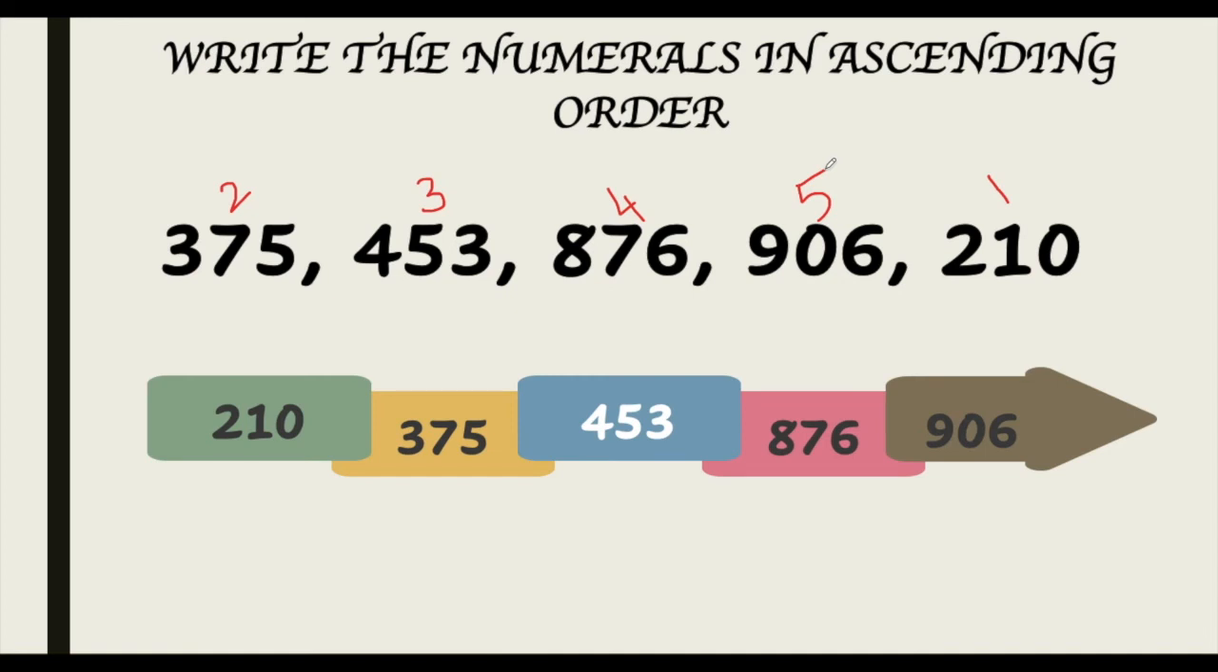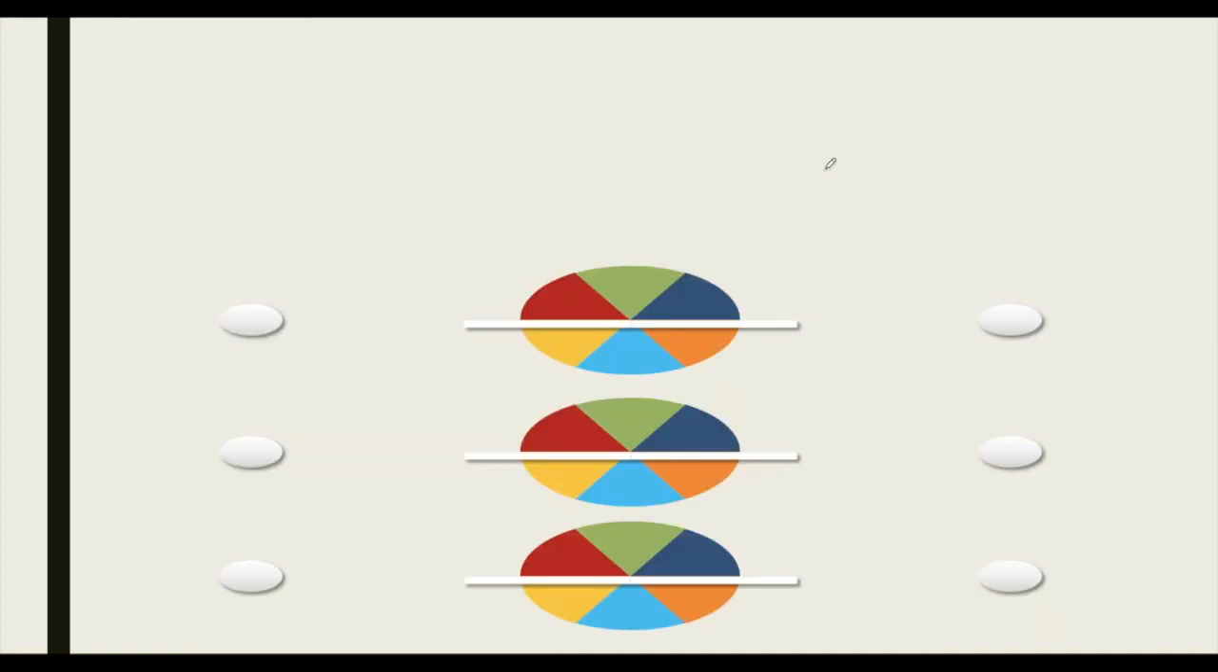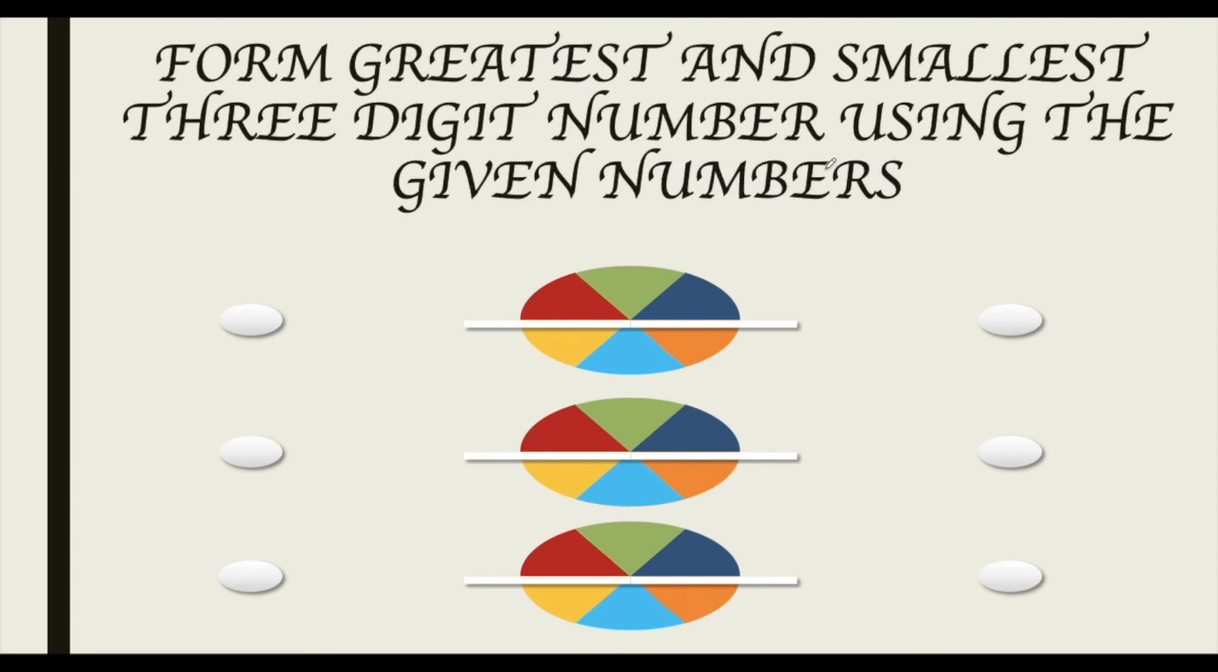So we have seen descending order and ascending order. Next we are going to see forming the greatest and smallest 3-digit number by using the given numbers. They would have given you separate numbers. By having those numbers you have to form the 3-digit smallest and 3-digit greatest numbers using only those numbers.